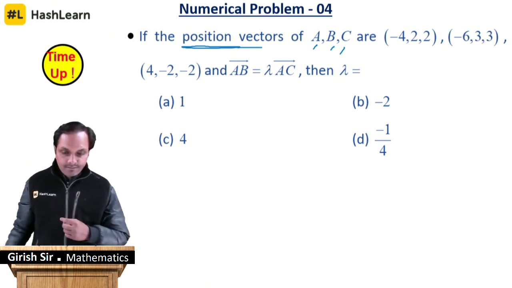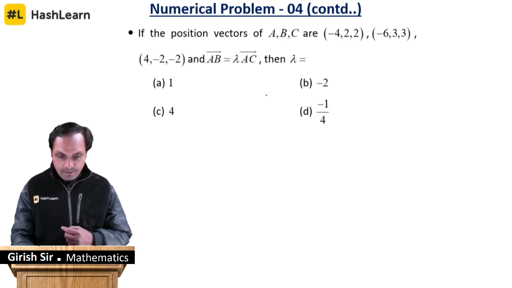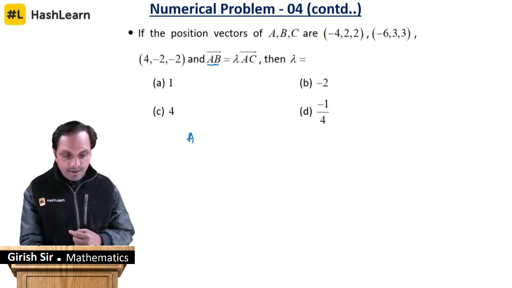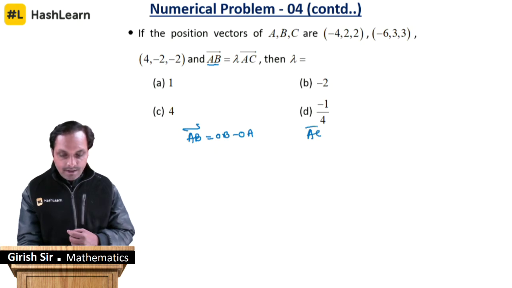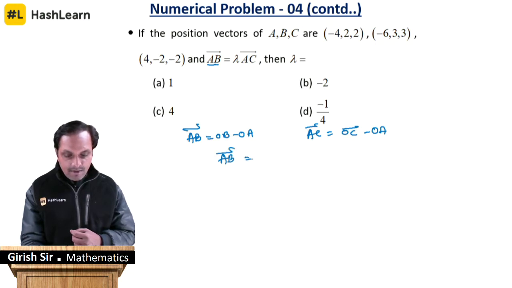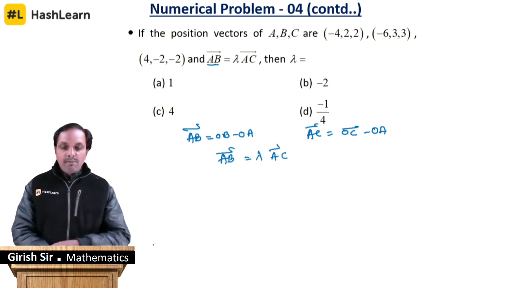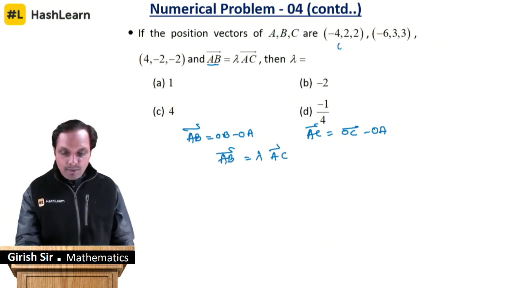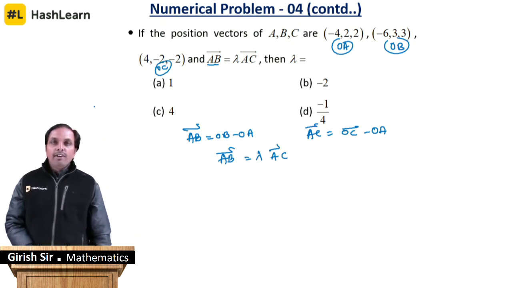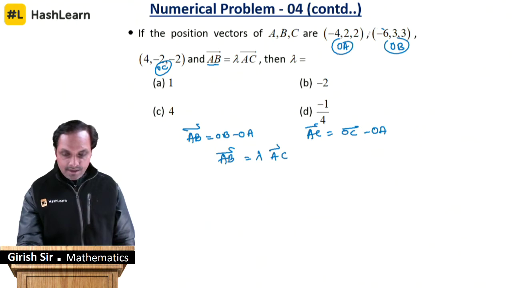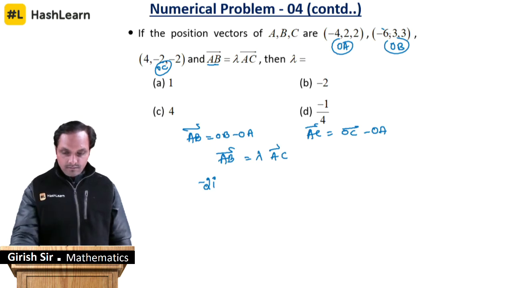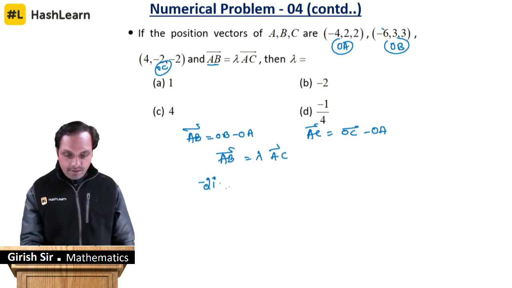So let's see what exactly your AB vector will give you. The AB vector is OB minus OA, and your AC vector is OC minus OA. He has given AB is lambda times AC. So let us find AB. See, these are the 3 points. This is your position vector OA, this is OB and this is OC. So for AB, we need to do B minus A. -6 minus of -4 is plus 4, that will give you -2i. Then 3 minus 2 is 1j.